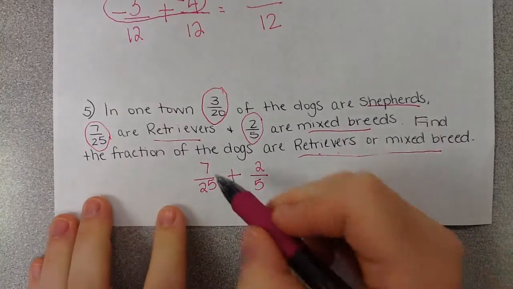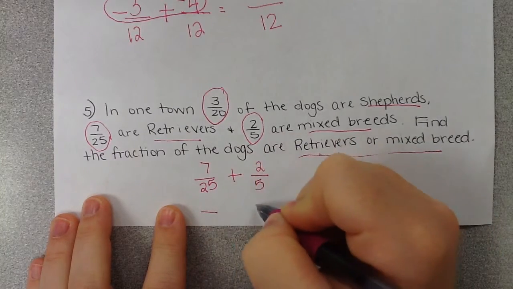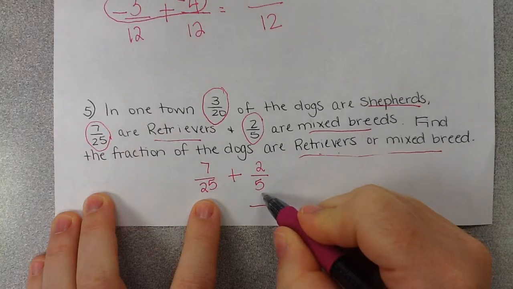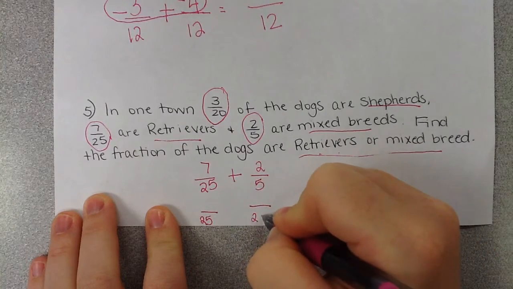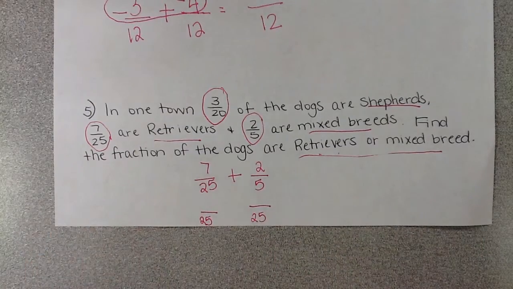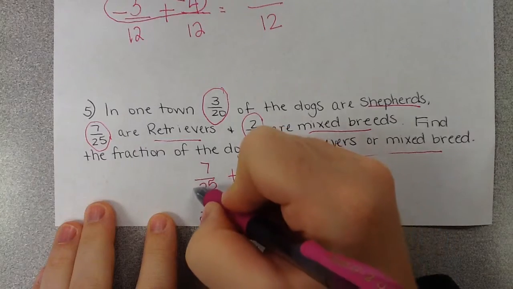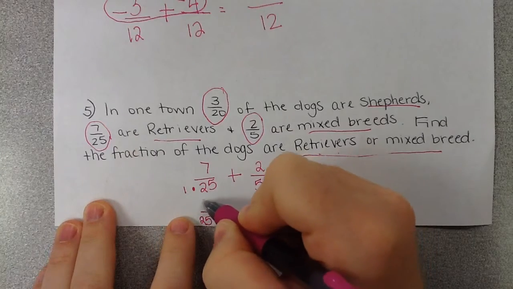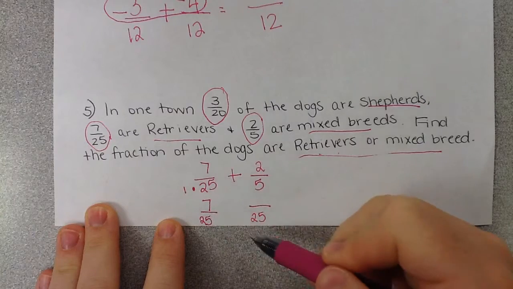Let's see how you did. 7/25 plus 2/5. Add or subtract? Make your shoes match. What do 5 and 25 both go into? 25. You could have picked 50 or 100 as well. You just had to do a little bit more work later. 25 times what? 1. It doesn't change, so will 7 change? No. If the bottom doesn't change, the top doesn't change.